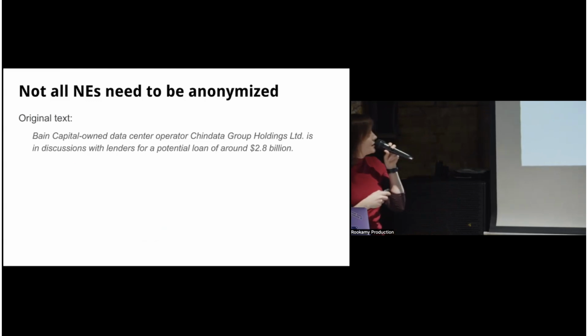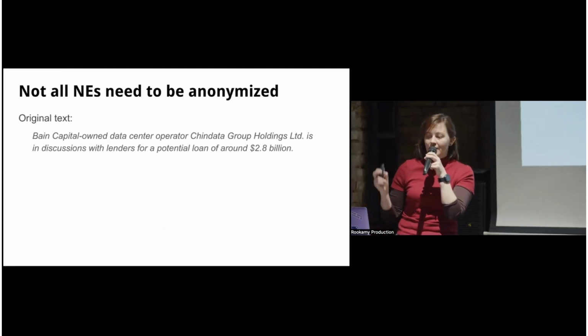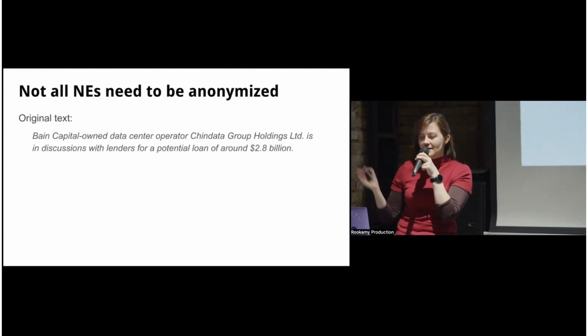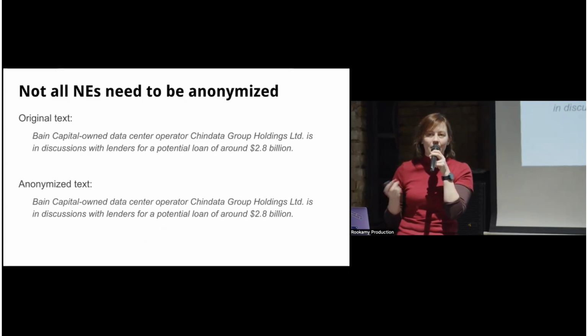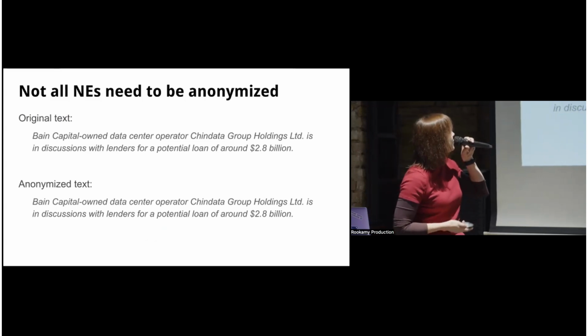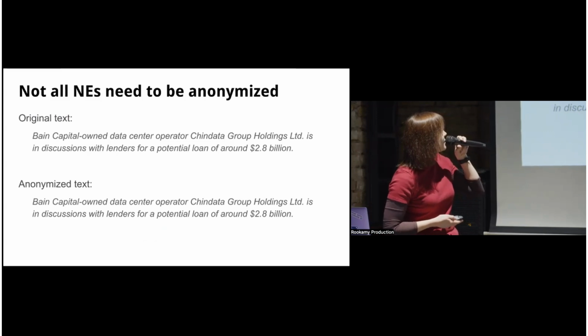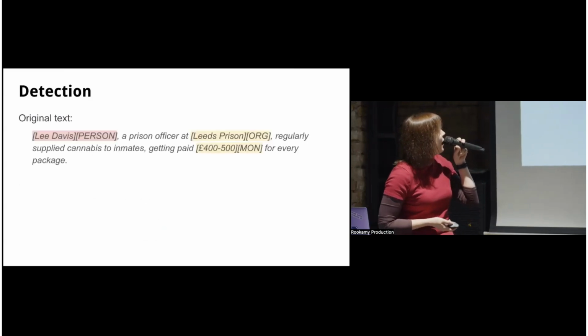So as I mentioned, not all named entities need to be anonymized. Here we have a sentence that says, Bain Capital owned data center operator Churn Data Group Holdings Ltd is in discussion with lenders for a potential loan. There are a lot of entities here, but none of them disclose any personality or any specific subject, which means that ideally your anonymized text would not change from this one, right? So that's why you need context analysis in anonymizers, and that's why anonymizers do not equal named entity recognition systems.